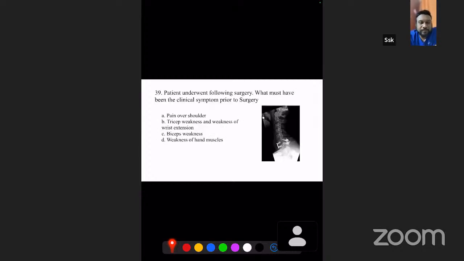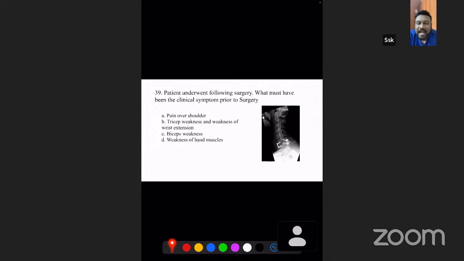A patient underwent the following surgery. What must have been the clinical symptom prior to the surgery? Here, if you can see, it is a lateral X-ray of the cervical spine. If you count from above below, it is actually the C6, C7 level. I'll count it for you. This is C1, this is C2, C3, 4, 5, 6, 7. So there is a C6, C7 fixation. C6, C7 fixation had been done.